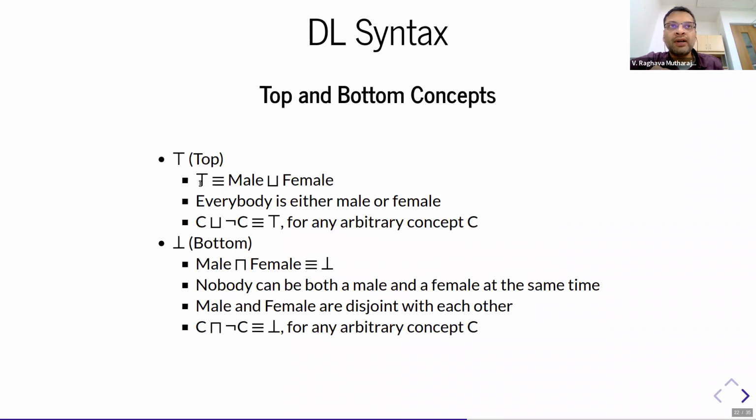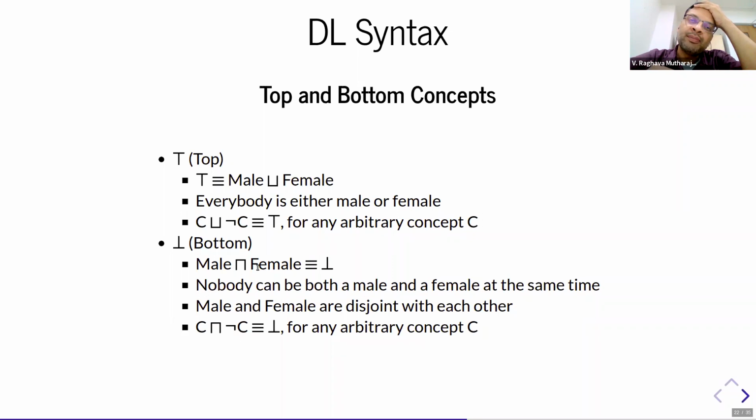Okay, so you can start using top and bottom in this way. Top is the union of male and female. Now you can have one more, which is other gender, so it's male, female, and other gender, I guess. That becomes the top. And then you have this one, which is like the tautology. This is always true. This is the same as C or not C, which is always true. Either C is true or not C is true, so the union of them is always true.